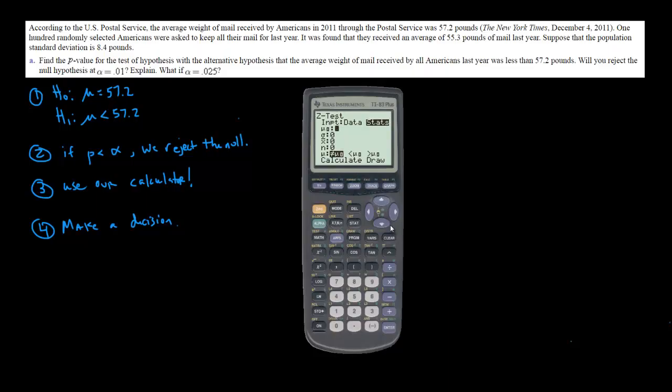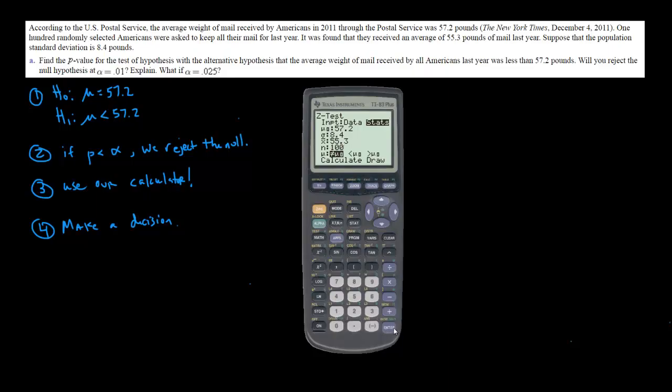So we need to enter what mu is. What do we know mu to be? What was previously the case? Well, it was 57.2. What is sigma? Well, the population standard deviation is 8.4. What is x bar? That's our sample mean. It says it was found that the sample had an average of 55.3 pounds of meat. And what is our n? Our sample size, our lowercase n, that's our sample size. It says 100 randomly selected Americans, so 100.